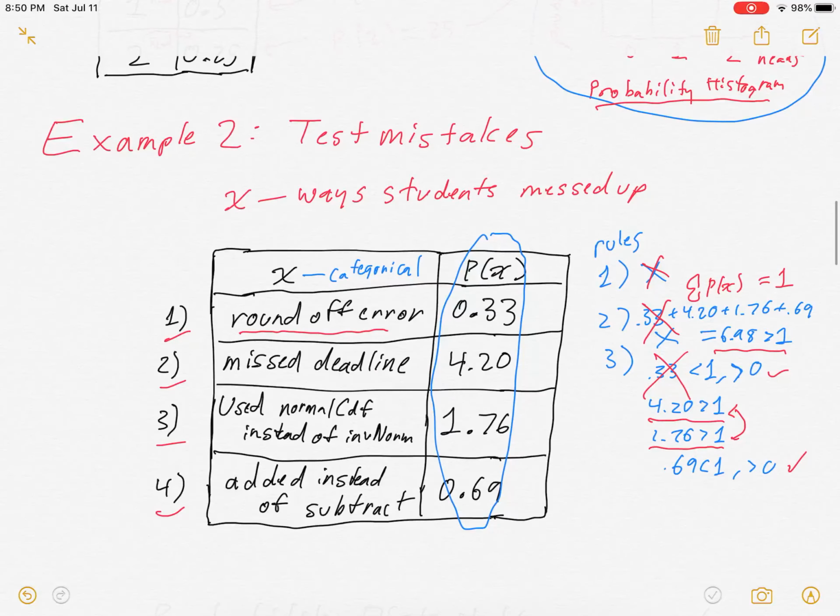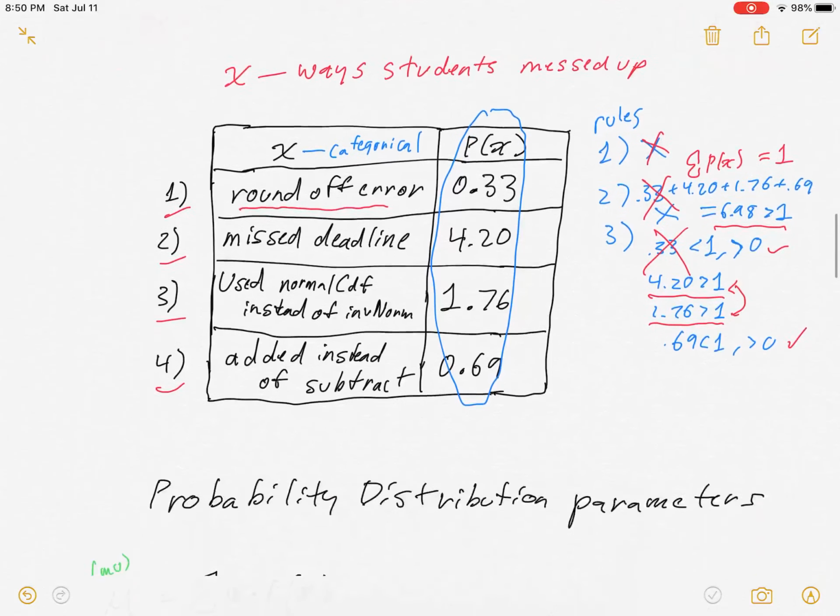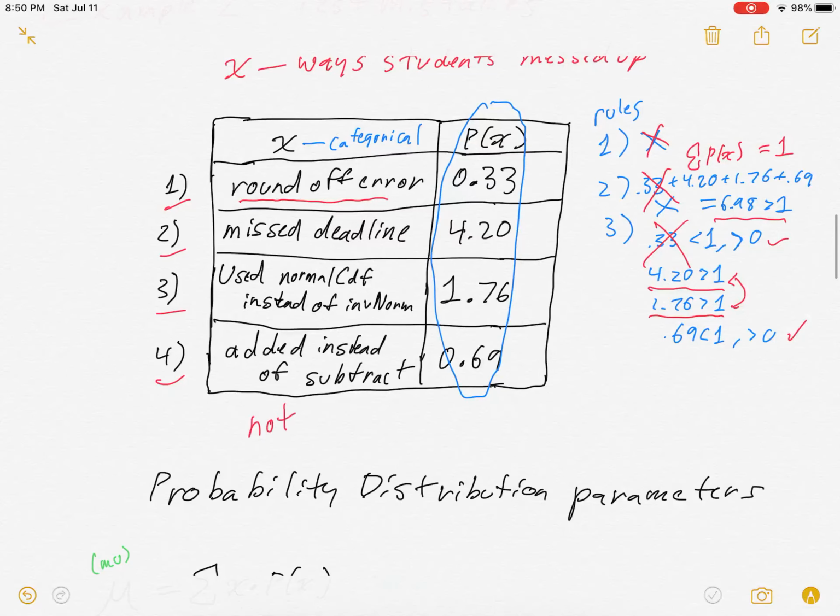So this second example is not a probability distribution.